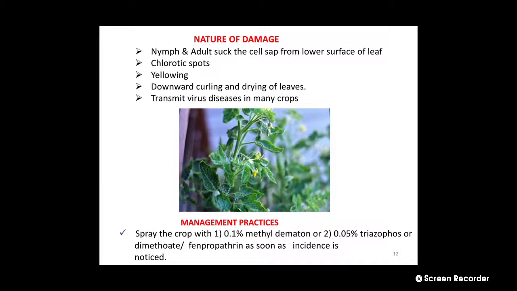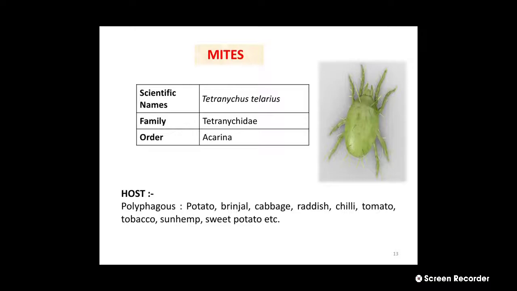Then next sucking pest is mites. The scientific name of the mite is Tetranychus telarius. It belongs to family Tetranychidae and order Acarina. Then host plants. This is also a polyphagous pest, and the host plants are potato, brinjal, tomato, cabbage, radish and so many crops.